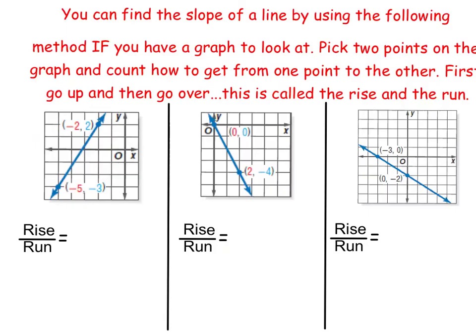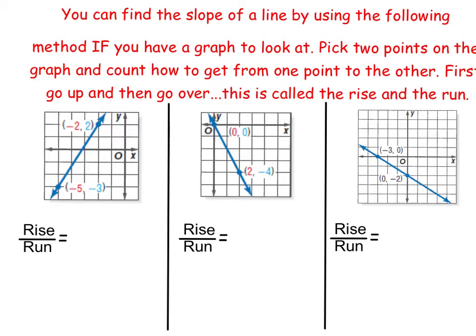Now let's go ahead and actually calculate some slopes. You can find the slope of a line by using the following method if you have a graph to look at. What you would do is pick 2 points that are on the graph and count how to get from one point to the other. First go up and then go over. This is called the rise and the run. So going up would be the rise, and then running would be going to the right or to the left.